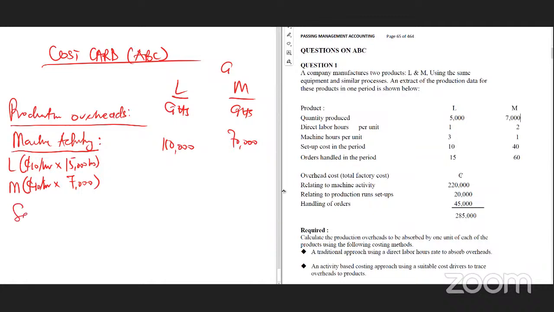Then we come to setup costs. Setup cost to L. We realize that this was 400 per setup. Do you guys remember? But how many setups were made in the period? How many setups? 10. Go with the number of setups in the period. How many setups did you get? 50. 50 setups. 10 for L.